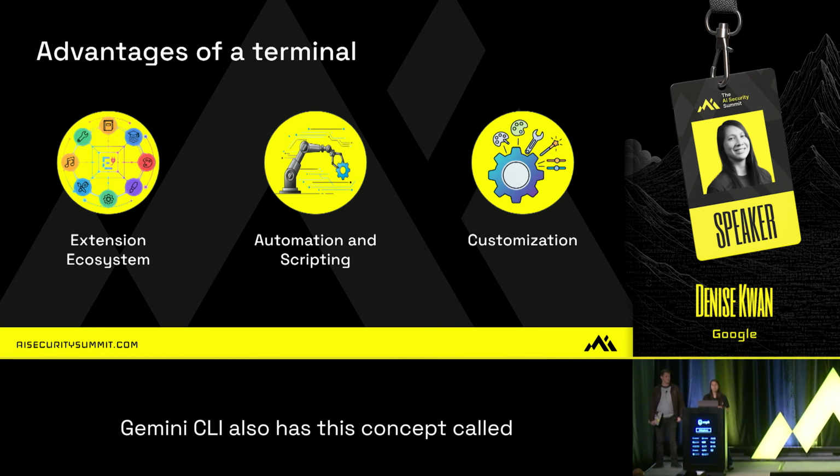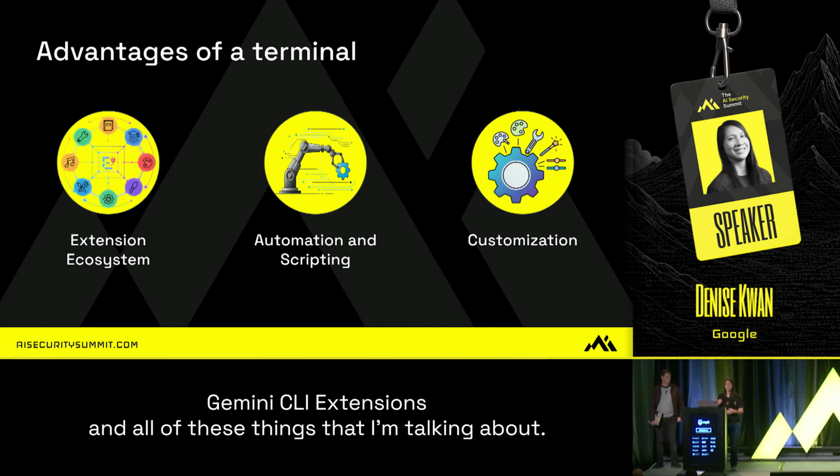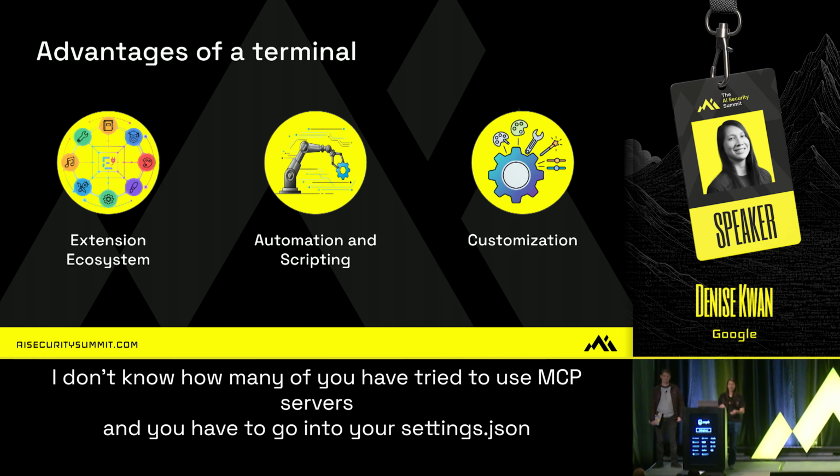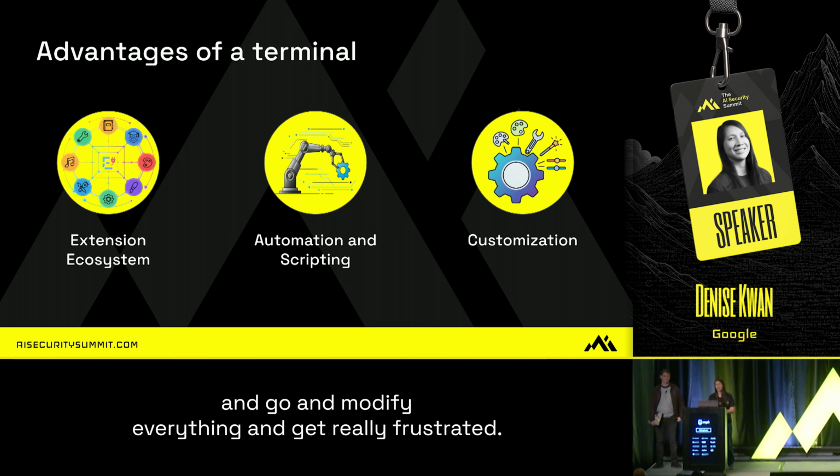Gemini CLI also has this concept called Gemini CLI extensions, and all of these things that I'm talking about now, we're going to go into more depth later on. With extensions, you can make it easy to install. I don't know how many of you have tried to use MCP servers and had to go into your settings.json and modify everything and get really frustrated. We have a one-command install that installs this all for you and makes it a piece of cake.